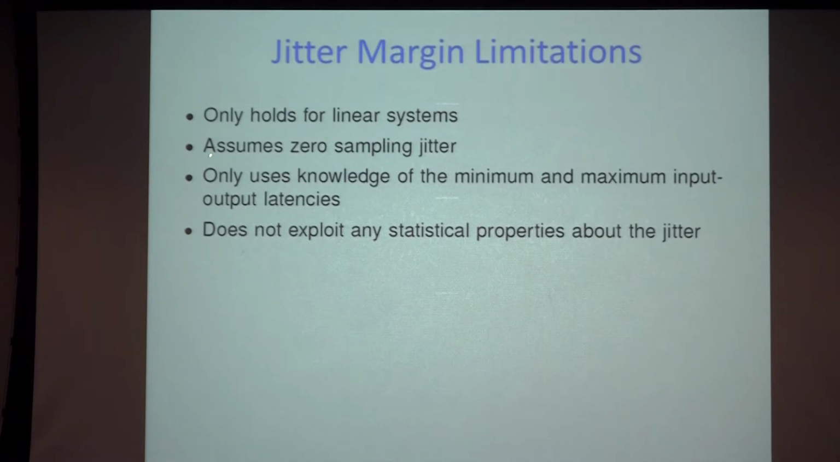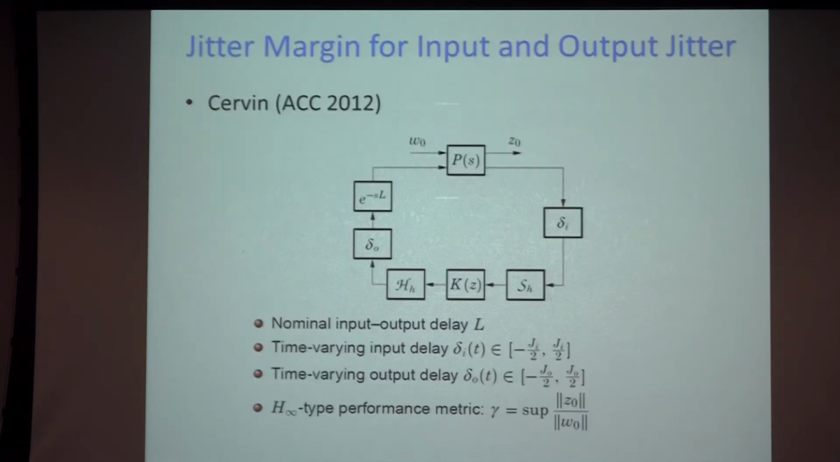This limitation that we have zero sampling jitter was relaxed last year in a paper by Anton Cervin at ACC. Now we instead are allowed to have variations in both the sampling and the actuation. So we have the sampling may take place in this interval, and the actuation may take place in this interval, and then we say that we have a nominal input-output delay in the given process. So delay would be negative? What? Delay would be negative? Yeah, but it's in relation to this input-output delay. So I mean, it's L plus. Oh, okay, okay. Yeah.